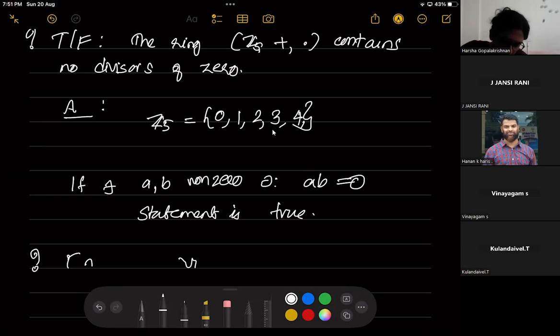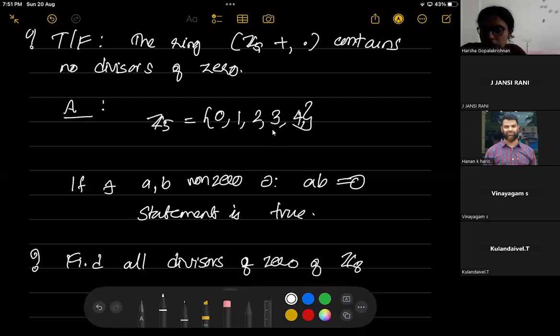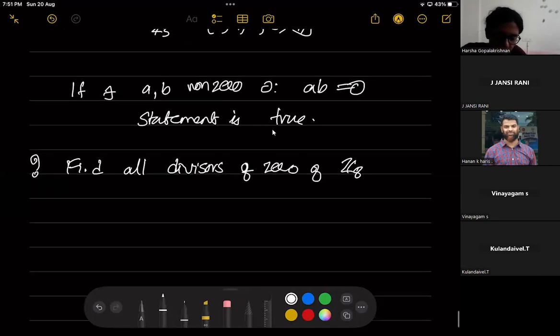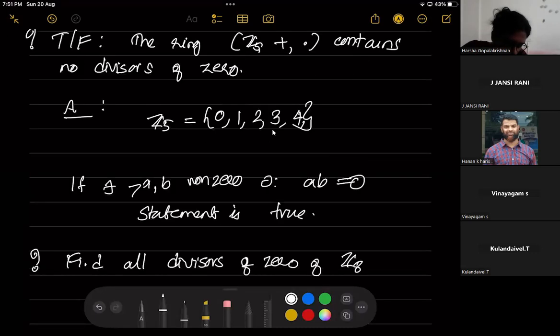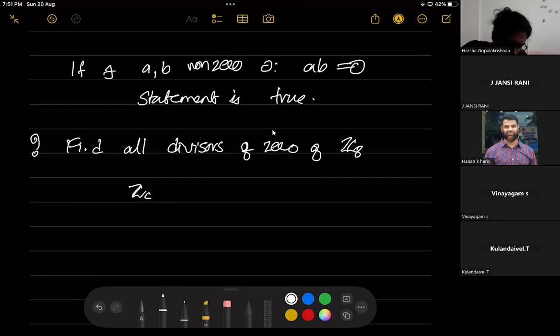So the question is to find the divisors of 0 of Z8. Z8, you know, the elements from 0 to 7, again under usual addition and multiplication. Can anyone say what are all the possible 0 divisors of Z8? 2, 4. Any other?